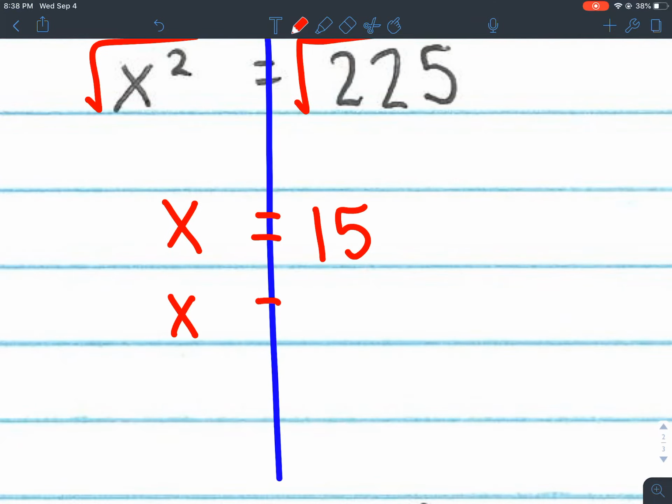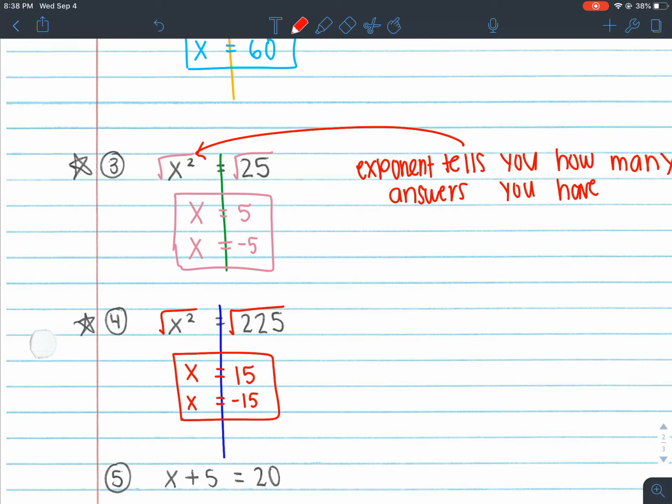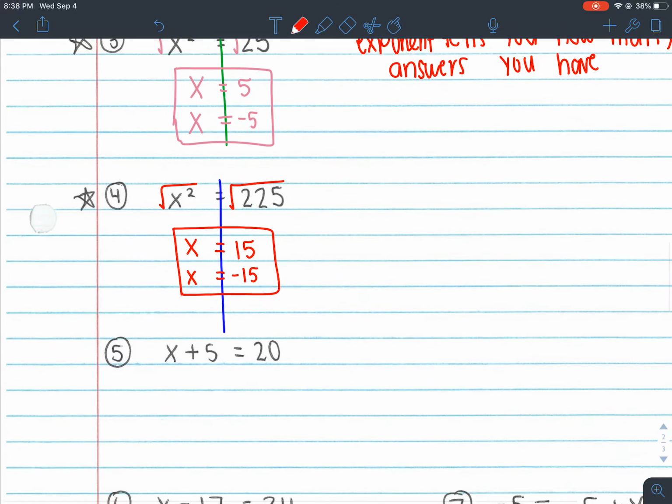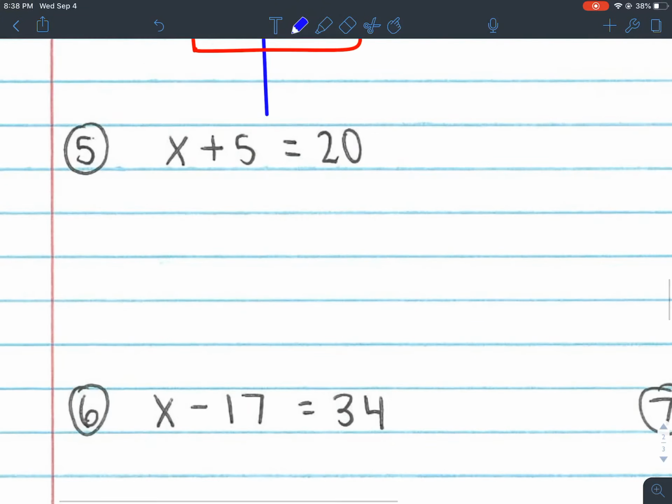But what else is the square root of 225? Negative 15. Because negative 15 times negative 15 is 225. So it's just the positive and negative of the same number. So in this one, it was 5 and negative 5. For this one, it's 15 and negative 15. Excuse me. All right, number 5.